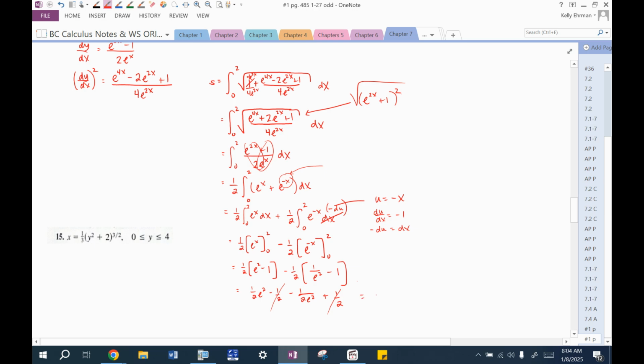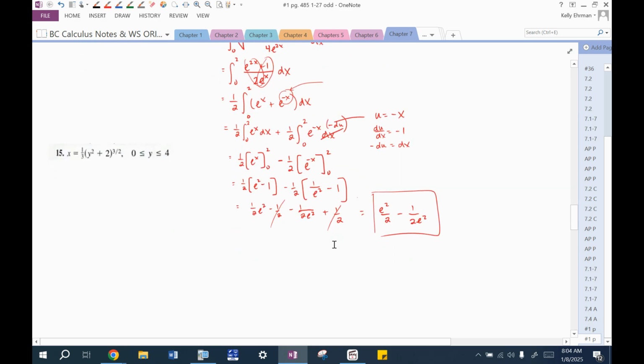So be careful how you write this. I've been kind of sloppy here. e squared over 2 minus 1 over 2e squared. Or get a common denominator if you want to. All right. The way I wrote this is kind of misleading and not obvious to say that e squared is not in the denominator. I should have done something like this.